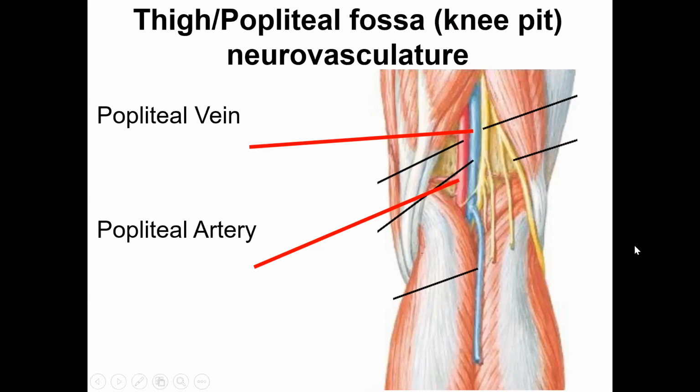And then the vein will do the same thing and accompany it here as well. So emerging on the posterior aspect of the lower extremity here at the knee region, which is sometimes called the popliteal fossa, this diamond-shaped region that's posterior to the knee, we call these vessels here the popliteal artery and the popliteal vein. We can also see the tibial artery that's descending here and the common fibular artery that's branching into the superficial and the deep.